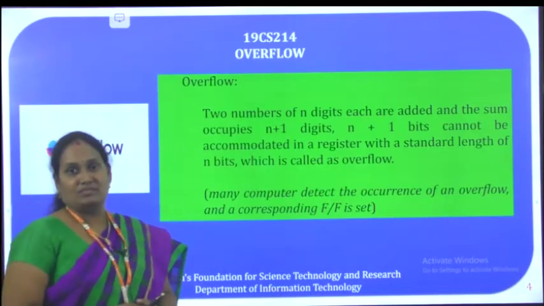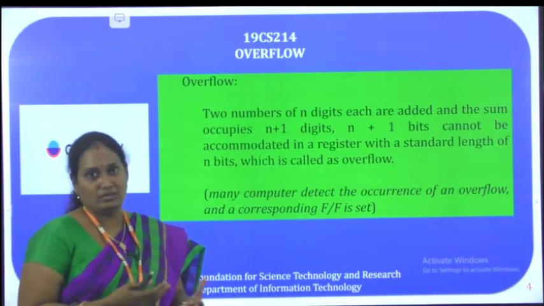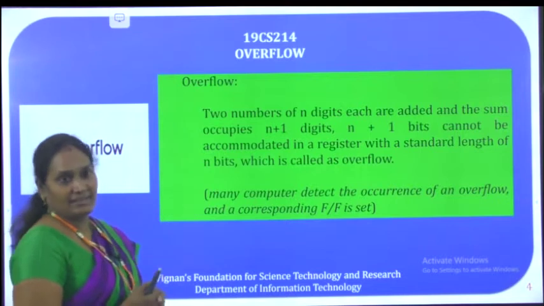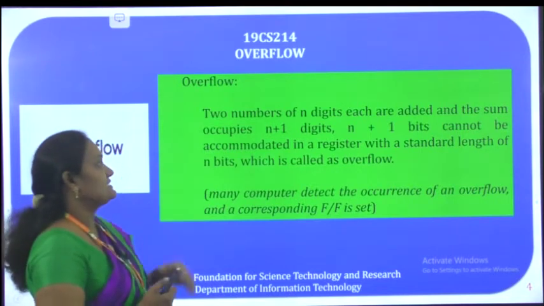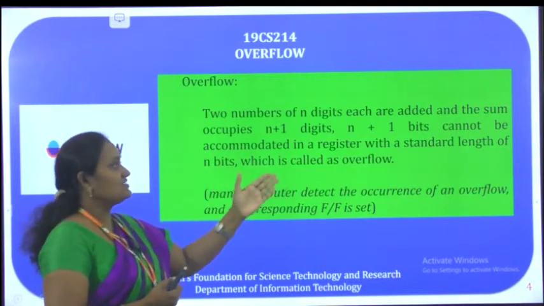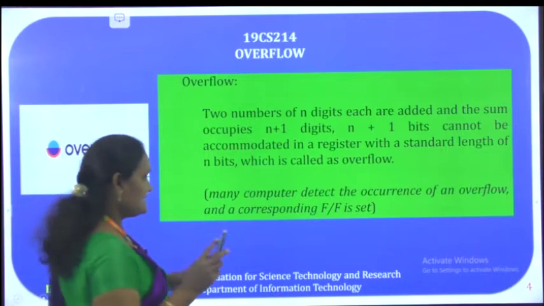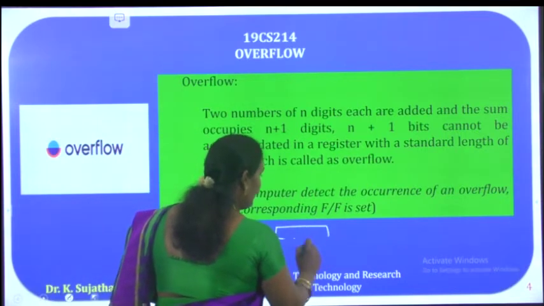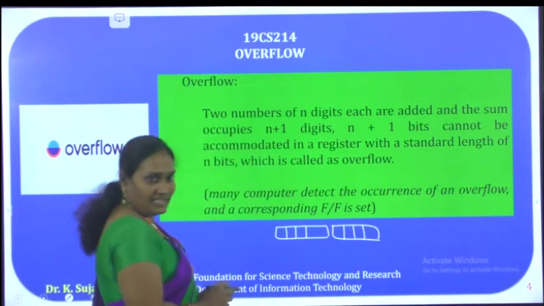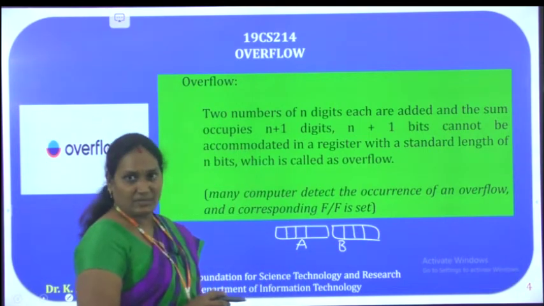Now, what is overflow? First, we need to discuss the definition of overflow. Two numbers of n digits each are added and the sum occupies n plus 1 digits. Those n plus 1 digits cannot be accommodated in a register with a standard length of n bits, which is called overflow. Here I have two 4-bit registers. One register holds a value A, another register holds a value B.